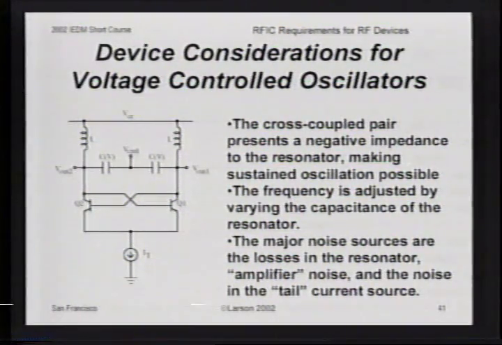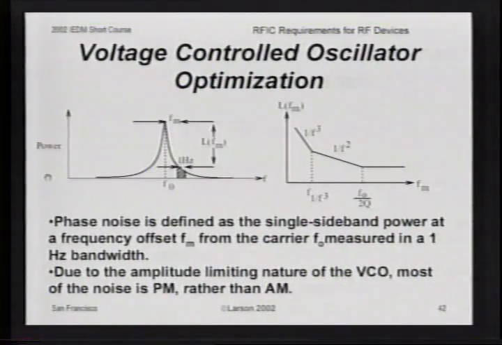As with low-noise amplifiers, the major issue with a voltage-controlled oscillator is the noise. The major noise sources in the VCO are the losses in the resonator, the resistance in the inductors in particular, the amplifier noise, the noise in these transistors down here, and then whatever noise is in the tail current source at the bottom. These are the key device considerations that set the noise floor of the voltage-controlled oscillator.